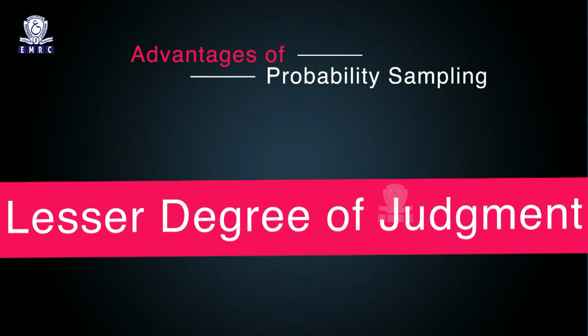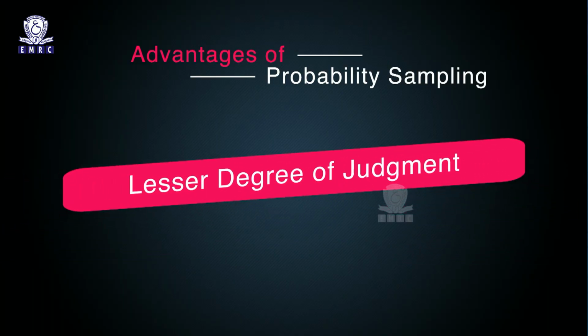The next one is, it involves a lesser degree of judgment. While assigning the number to an item of the population, the person assigns it in a random trend that makes the process of probability sampling more effective and more accurate. There will be no bias in selecting the sample from the population.